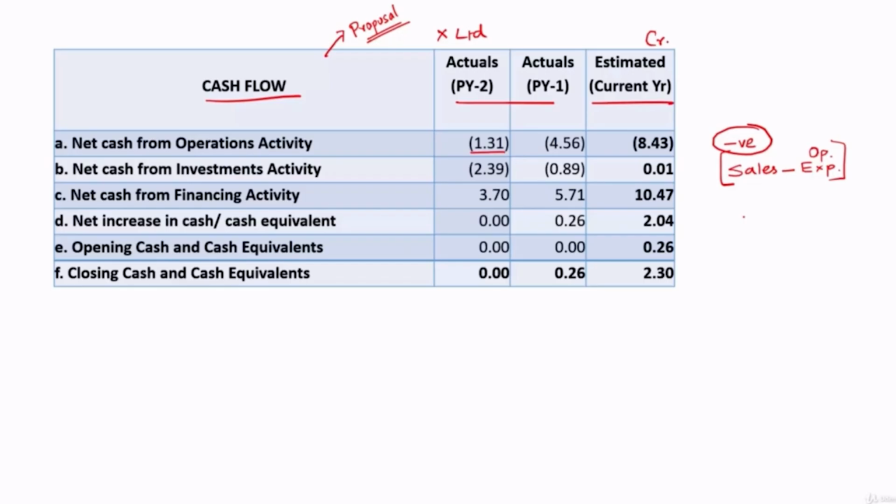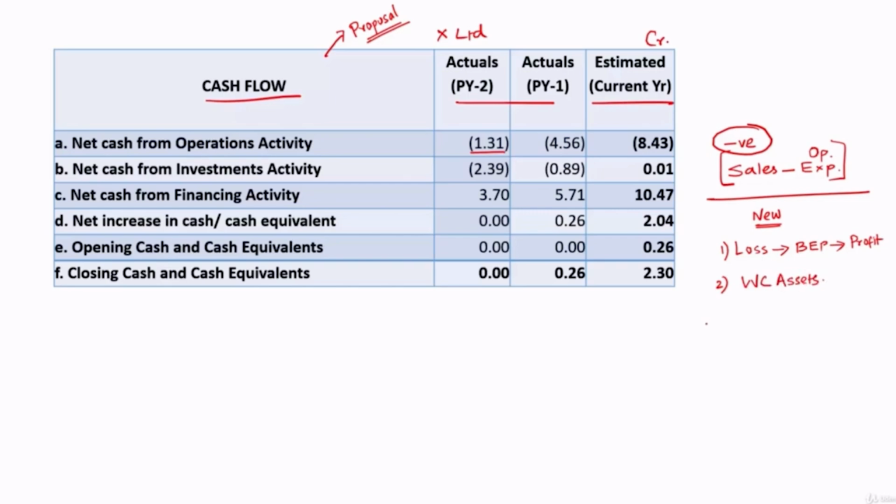Okay, and it is bound to happen especially in new companies, because in the initial stages they will be suffering losses, then they will reach their break-even point, and only after that will they start making profits. So those companies will have negative cash flows from operations, number 1. Number 2, the companies which have substantial investment in working capital assets will also have negative cash flow from operations.